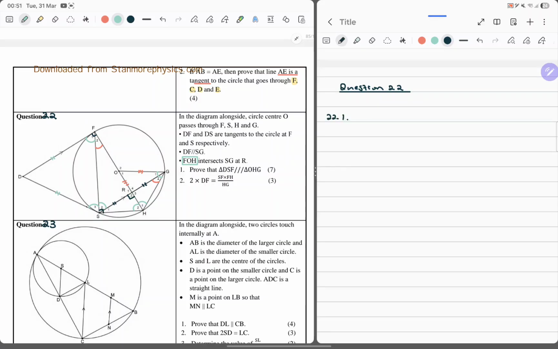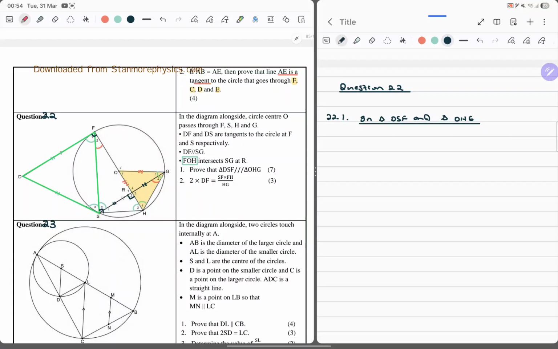So 22.1, let's answer it. It says prove that DSF, where is DSF? There. So there's our triangle DSF, and then OHG. Okay, so that's the isosceles triangle. All right, 7 marks. That sounds strange, but we're going to go for it. So in triangle DSF and triangle OHG.